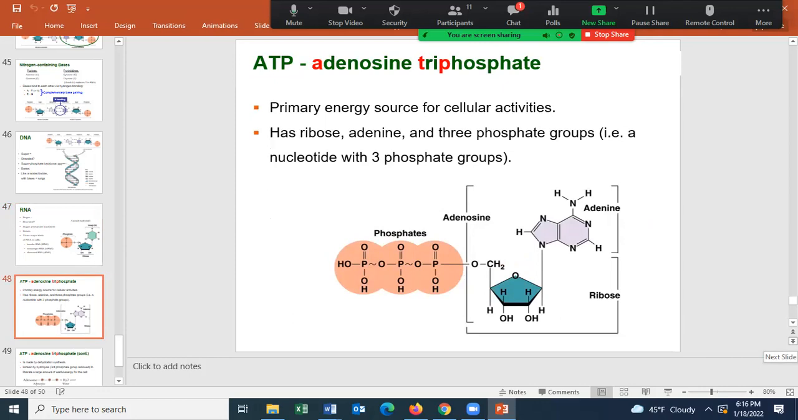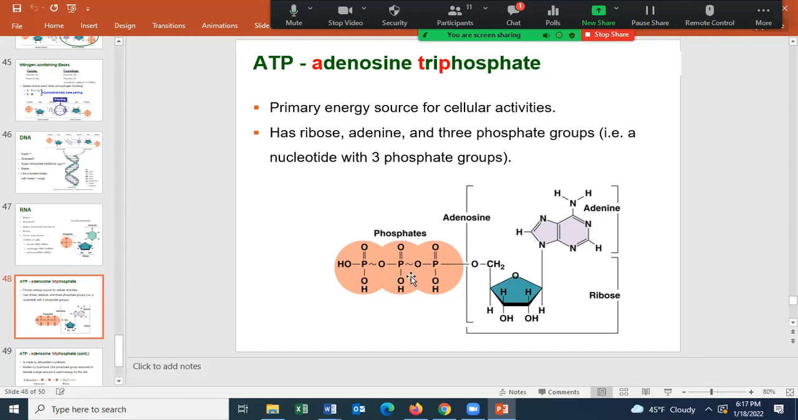All right. ATP is adenosine triphosphate. It is a nucleic acid, and actually it's a nucleotide, the A nucleotide. It is used as the primary energy source for cellular activities. It simply has adenine, ribose, the sugar group, and then 3 phosphates attached to it.